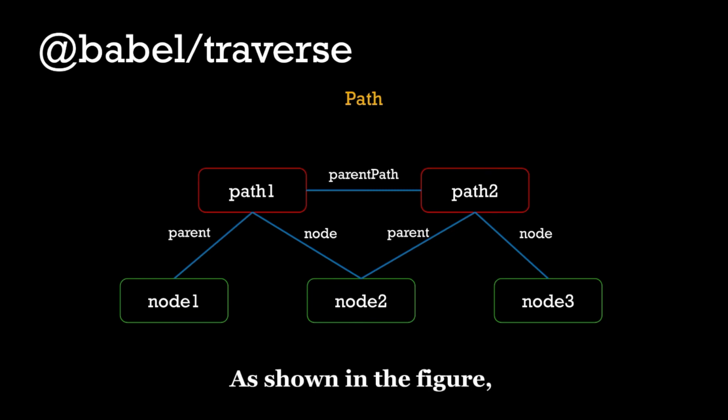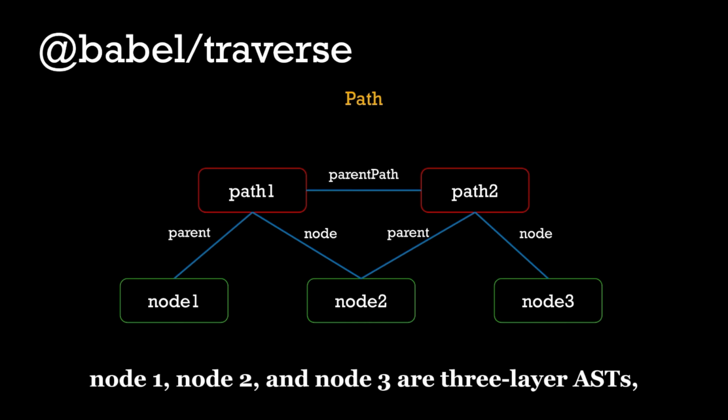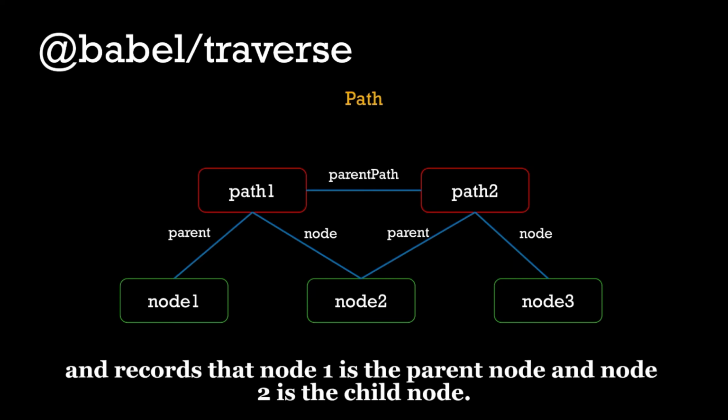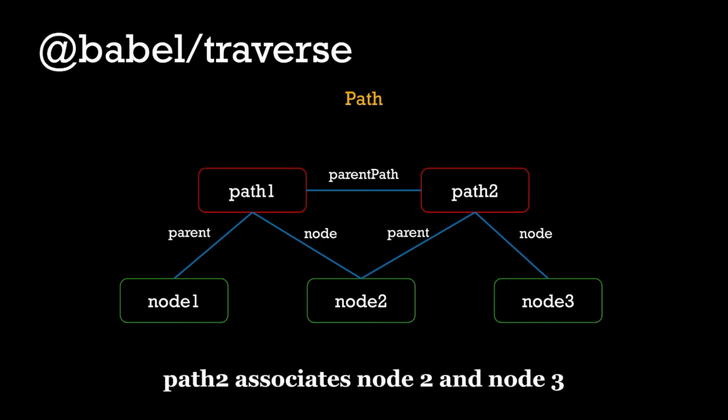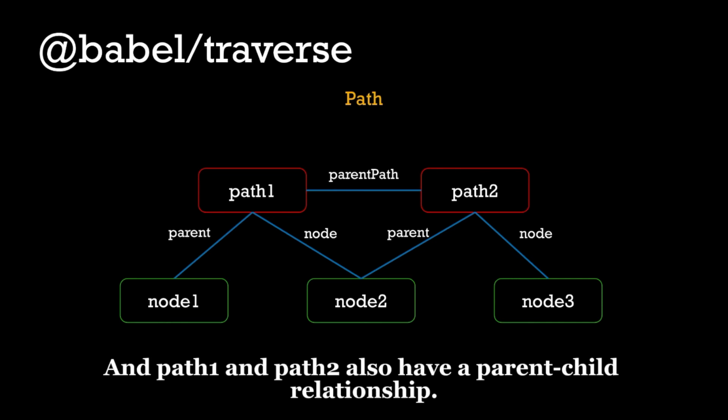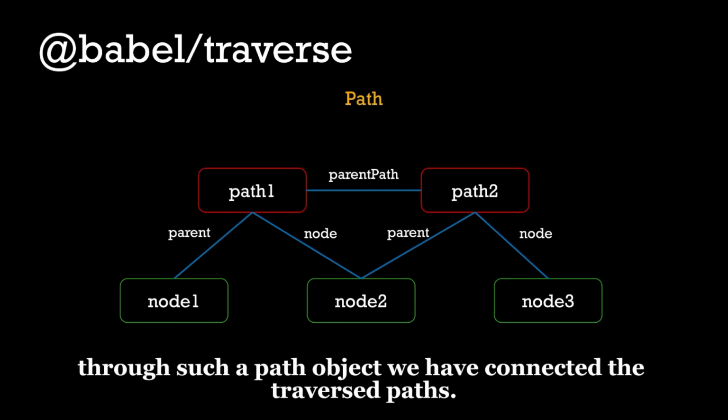And as shown in the figure, nodes 1, 2, 3 are a 3-layer AST which are related by 2 paths. Path 1 associates node 1 and 2 and records that node 1 is the parent node and node 2 is the child node. Path 2 associates node 2 and 3 and records that node 2 is the parent node and node 3 is the child node. And path 1 and 2 also have a parent-child relationship. To such a path object, we have connected the traversed paths.